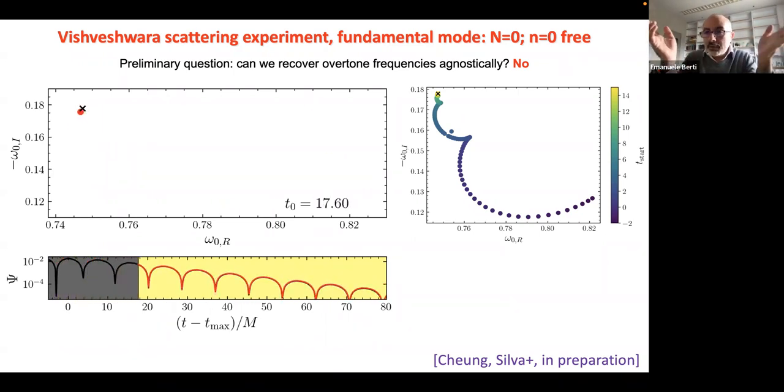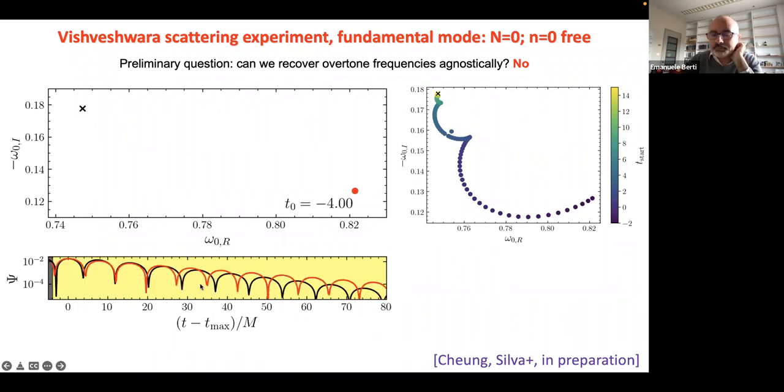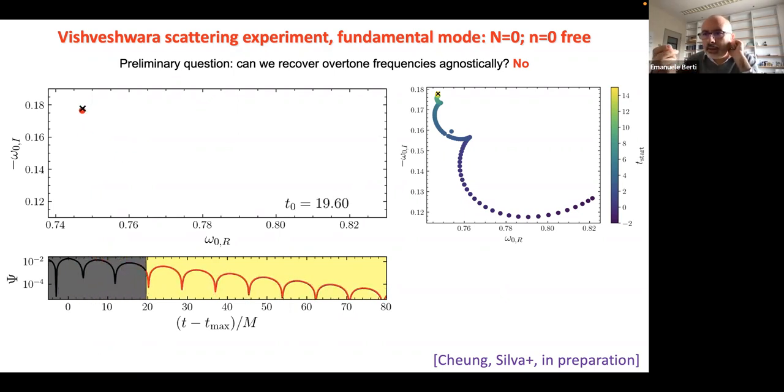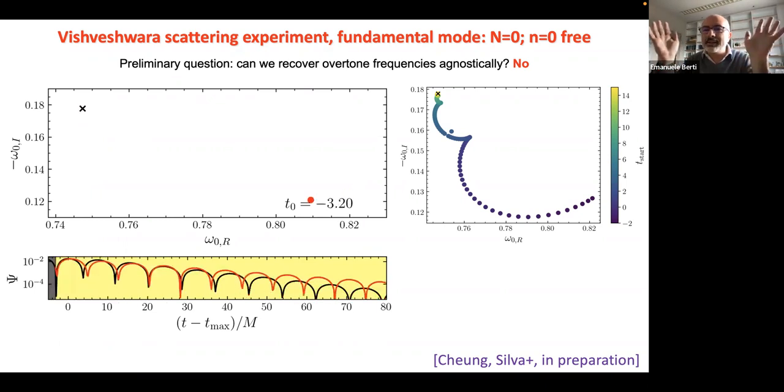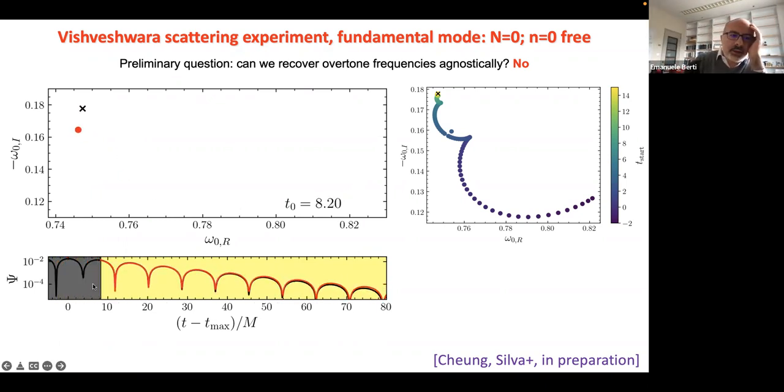Suppose that you go back to the Vishveshwara experiment and you take a Gaussian, you scatter the Gaussian on a black hole, and you obtain a waveform that you see down here. And then you want to fit this waveform with a single damped exponential. So this is the simplest possible experiment that you can make. What you see here in this animation is the starting point of the fit. And the curve that you see in red is the fit that you get with a single damped sinusoid.